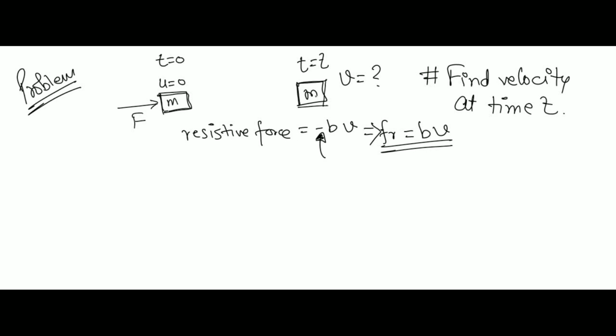So the problem is: there is a mass m at t = 0, its initial velocity is 0, a constant force F is applied on it, and there is a resistive force whose magnitude is b times its instantaneous velocity. Find the velocity of the particle at any time t. First you should try it on your own, and if you don't get it, or to check, you can see the solution.